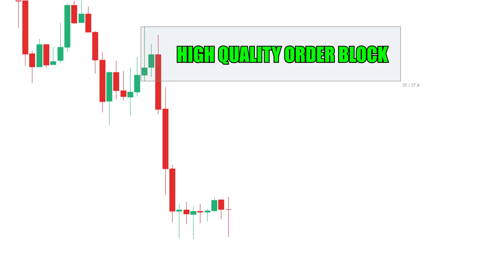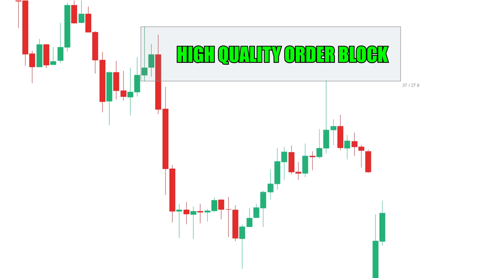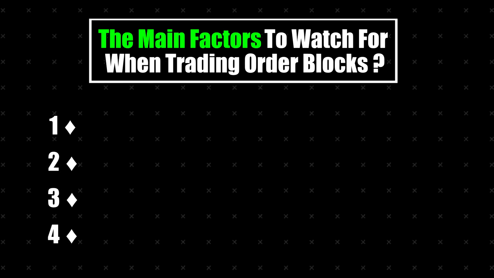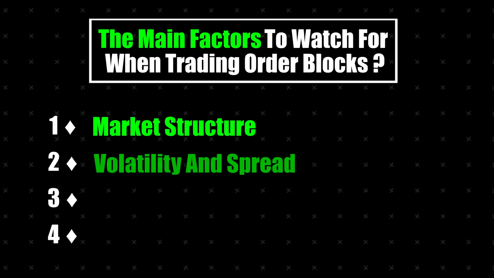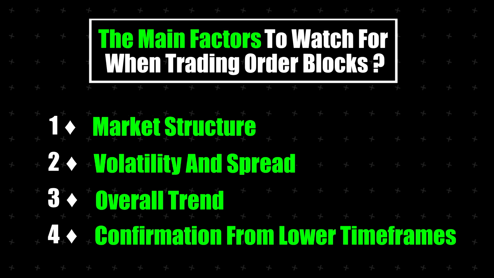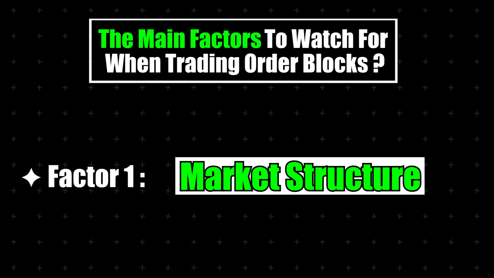So, what are the main factors to watch for when trading order blocks? We have grouped all the factors into 4 important categories: market structure, volatility and spread, overall trend, and confirmation from lower time frames. Let's start with the market structure.